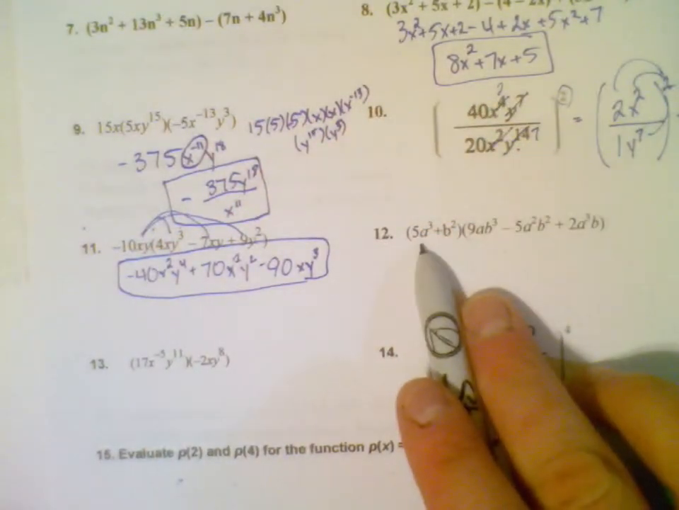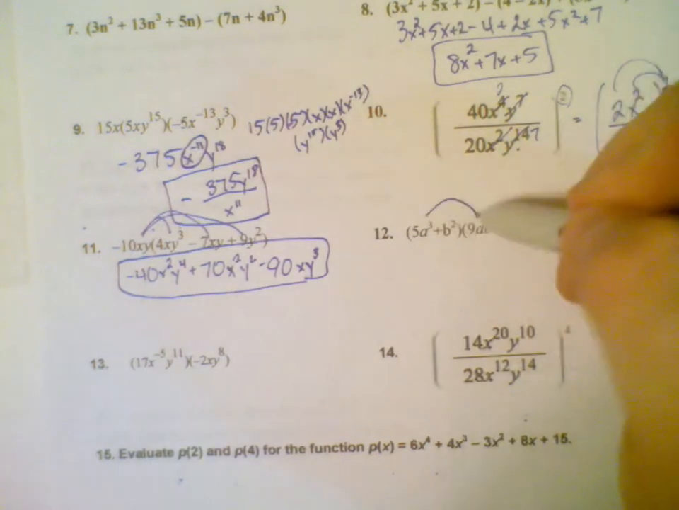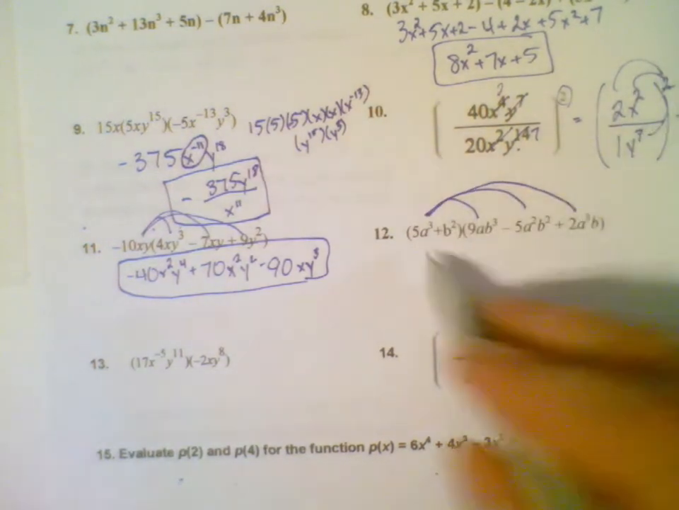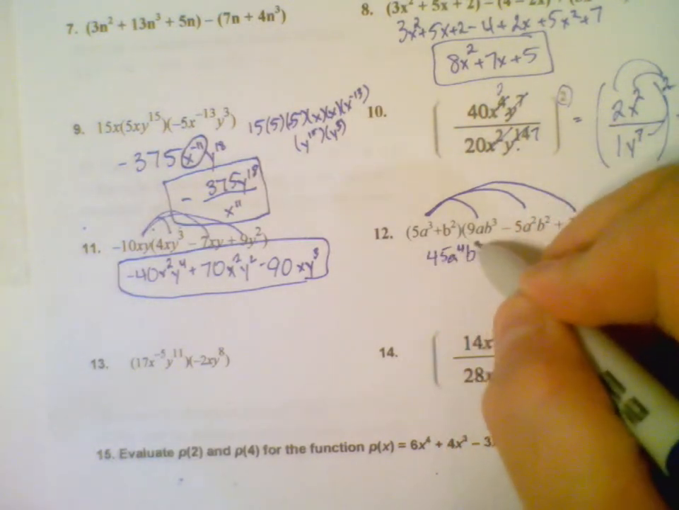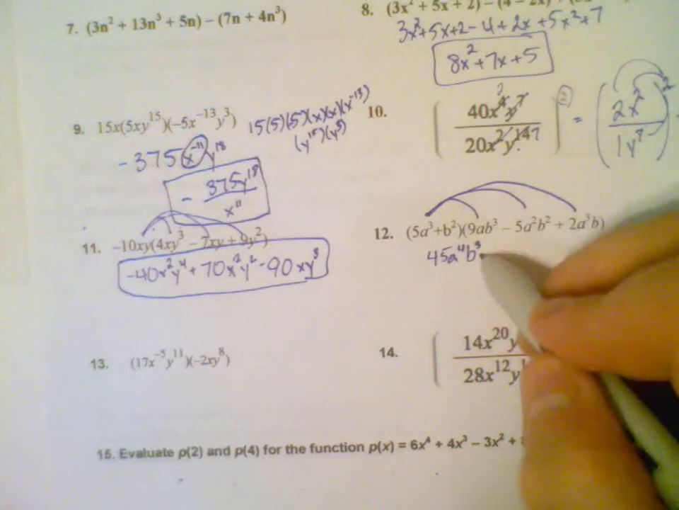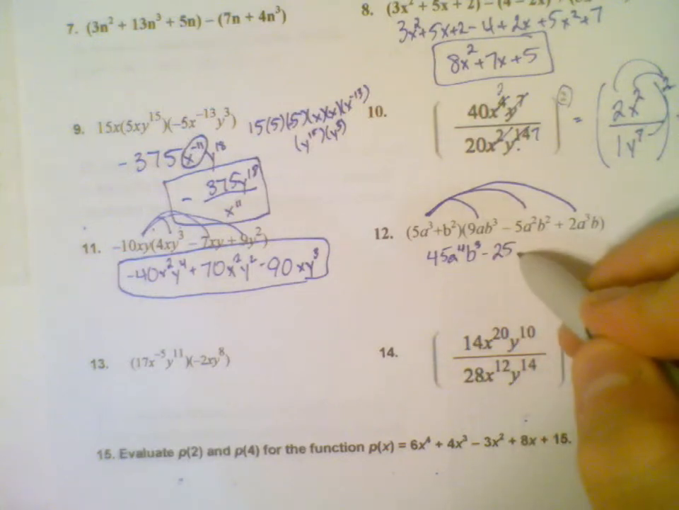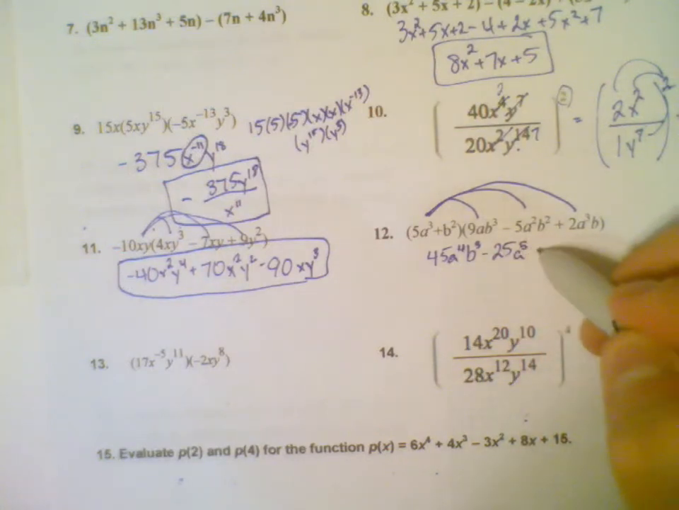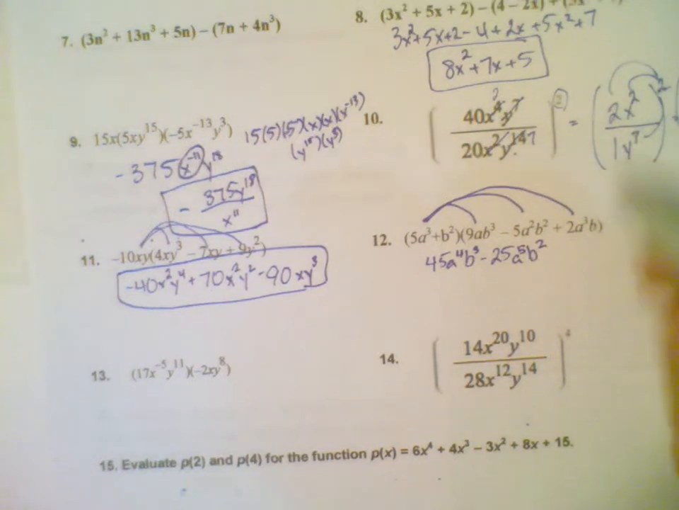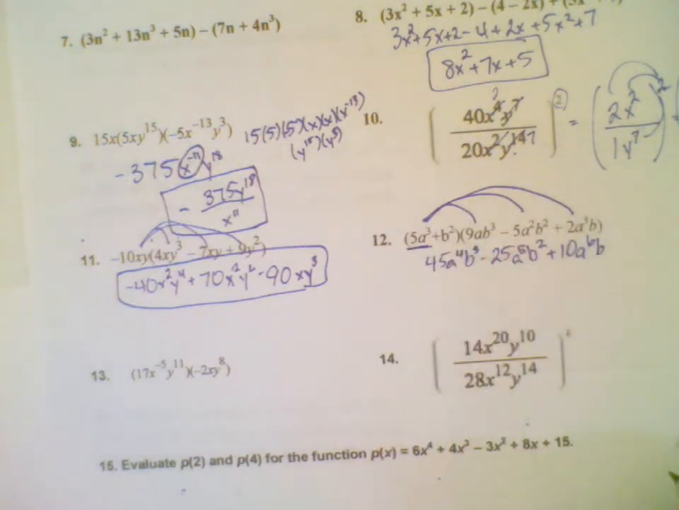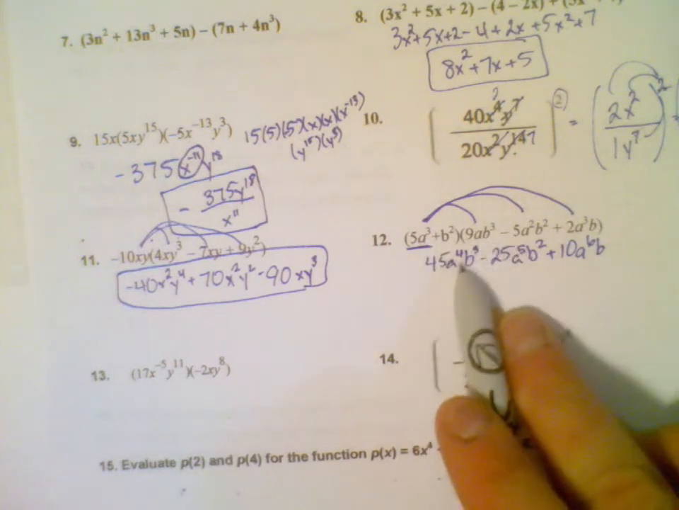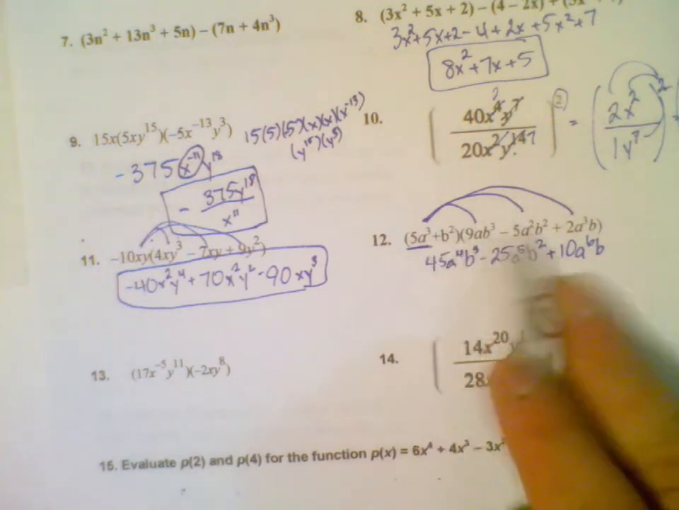Alright, 12 is a multiplication of polynomials. So you're going to take the 5a cubed and run it through there. Alright, so that's 45 a to the 4th b cubed. That's the first one. And then negative 25 a to the 5th b squared, and then a positive 10 a to the 6th b. Alright, so that's just taking this term through there first. So 45 a to the 4th b cubed, so take it times that, times that, times that.